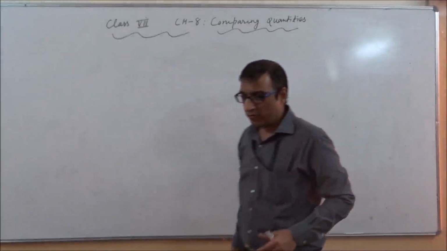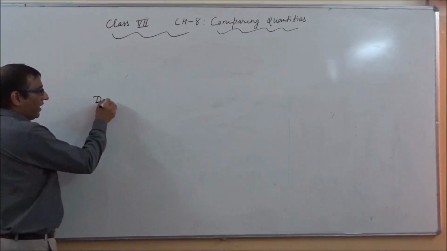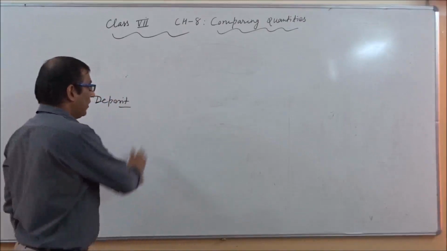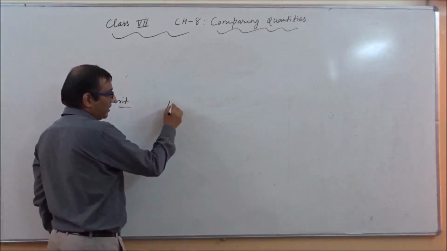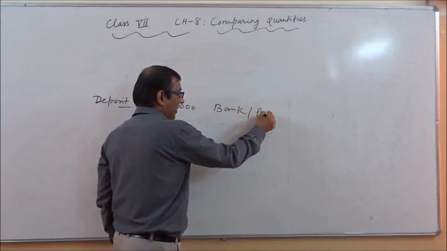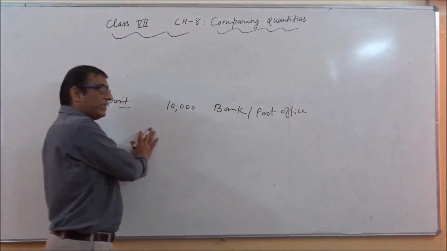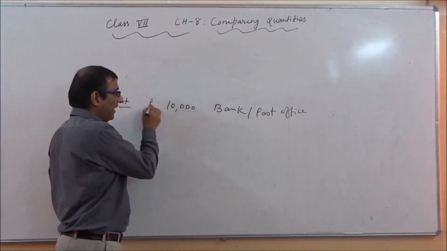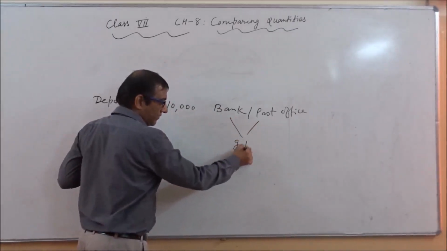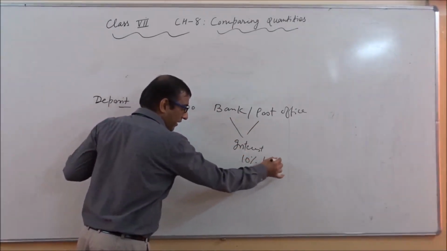So as you know very well, generally we deposit, or your parents deposit, some money in banks. For example, if someone deposits 10,000 rupees in a bank, or you can say a post office. So what happens? Whenever anyone deposits some amount in a bank or post office, they will give some interest. For example, this interest is 10% per year.